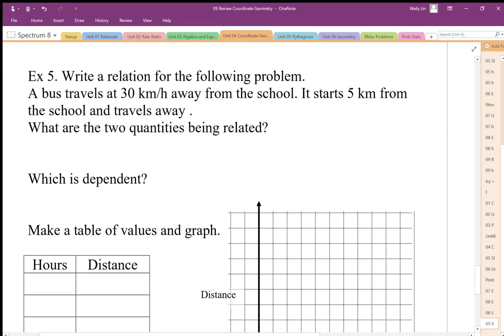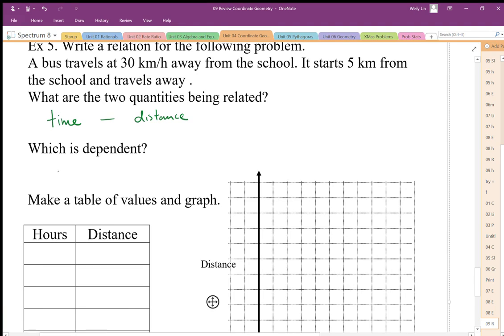So here's a word problem, and again, even in word problems, we still need a rate and a starting point. Here I have a bus traveling at 30 kilometers an hour, and it starts at 5 kilometers from the school. So the quantities being related are time and distance from school. Which is the dependent? The dependent is distance.